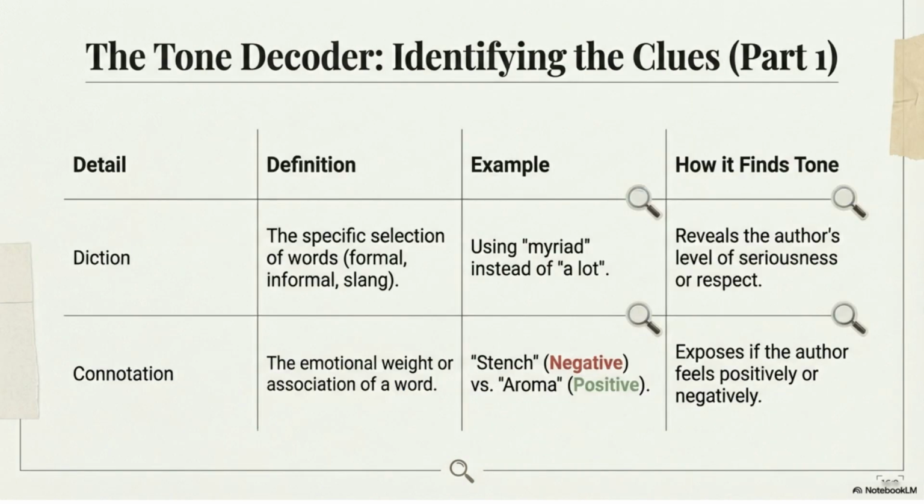Specific language clues help readers identify tone. It breaks tone analysis into clear parts. Diction focuses on the author's exact word choices, such as choosing myriad instead of a lot. That choice signals a more formal or serious attitude. Connotation looks at the emotional weight of words. For example, stench carries a negative feeling, while aroma carries a positive one. By examining these details, readers can determine whether the author feels respectful, critical, positive, or negative toward the subject.